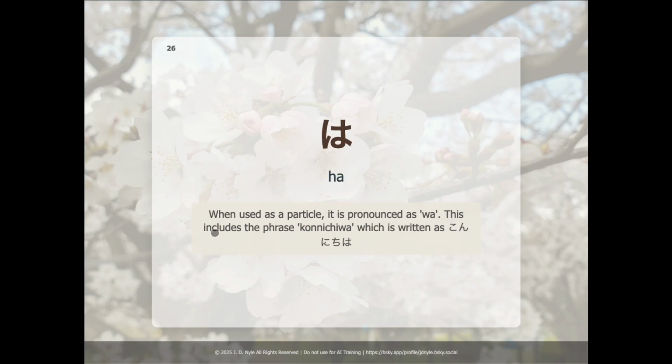Ha. When used as a particle, this is one of the few characters that has another pronunciation, and as a particle, it is pronounced as wa, and you will even see this in the phrase konnichiwa for hello, because it's written as konnichiwa.